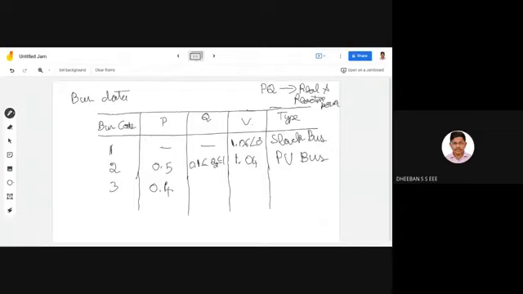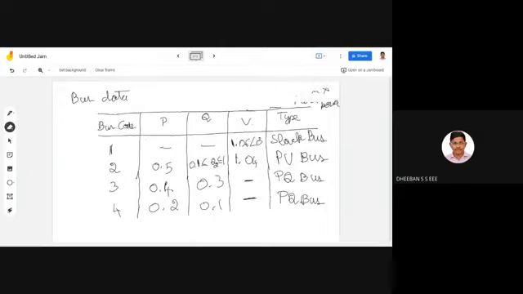And moving on, they have given you the PQ value, and over here they have given you the PQ value, and this is a dash. So this corresponds to what kind of bus? It is a PQ bus. And coming to the fourth bus, it is 0.2, 0.1, and over here it is a dash, and hence it is a PQ bus. So this tabulation is also given in your question itself, so no need to worry.